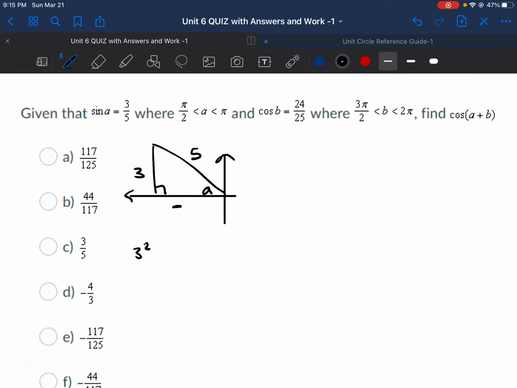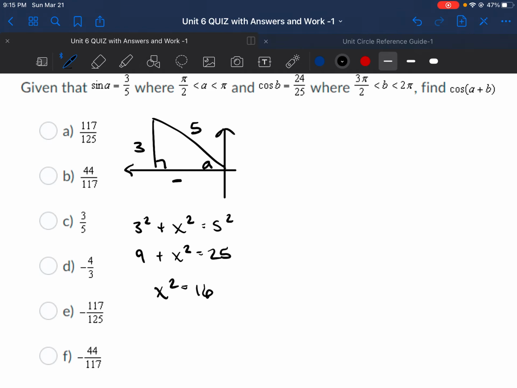Let's go ahead and do a calculation there. So 3 squared plus whatever that side is, we'll call it x, x squared equals 5 squared. 3 squared is 9, 5 squared is 25. Subtract the 9 from both sides. That's going to give us 16. Square root of 16 is 4. So this is a negative 4.